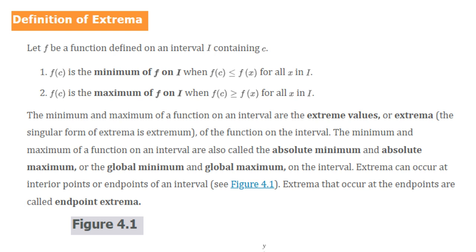The singular form of extrema is extremum of the function on the interval. The minimum and maximum of a function on an interval are also called the absolute minimum and absolute maximum, or the global minimum and global maximum on the interval. Extrema can occur at interior points or endpoints of an interval. Extrema that occur at the endpoints are called endpoint extrema.